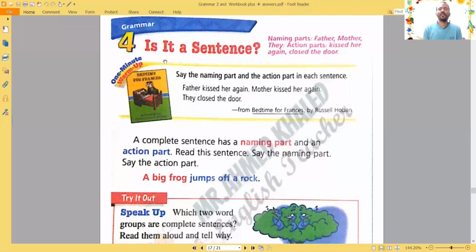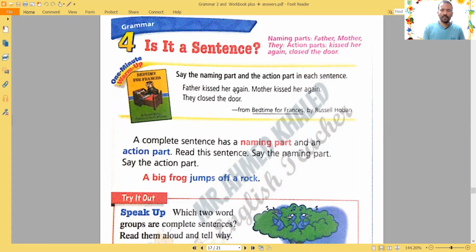Today's session, we are going to discuss lesson 4 in the first unit of your English book or grammar book. We will discuss it on page 33. The title of lesson 4 is "Is it a sentence?" As we discussed before in lessons 2 and 3, the naming part and the action part.